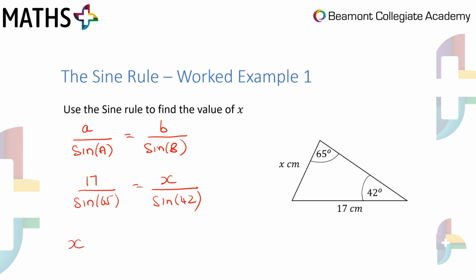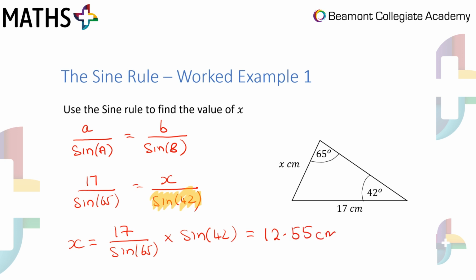So to work out what x is, I'm going to divide 17 by sine of 65, and then multiply both sides of this equation by sine of 42. All we need to do now is put that into a calculator, use the fraction button, type it in exactly as you see it there, being really careful not to mistype something, and that will give me 12.55. So the length of x is 12.55.